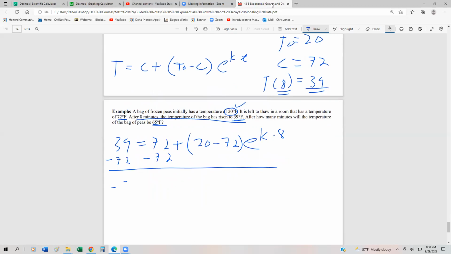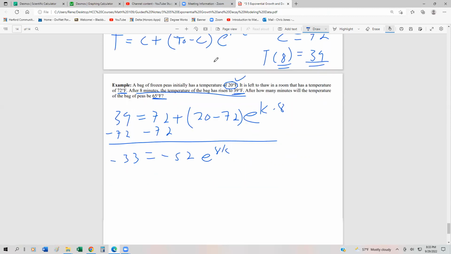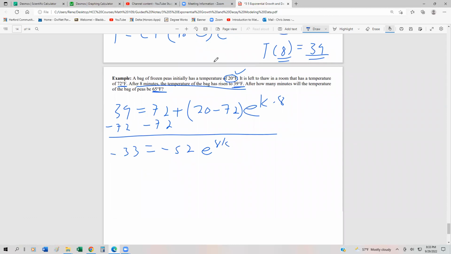So we get negative, let me just verify that, 39 minus 72. Yep, negative 33. And then 20 minus 72 is negative 52, e to the 8k. We're going to divide both sides by negative 52. And I think there are no common factors between them. But we are going to take the natural log of both sides.